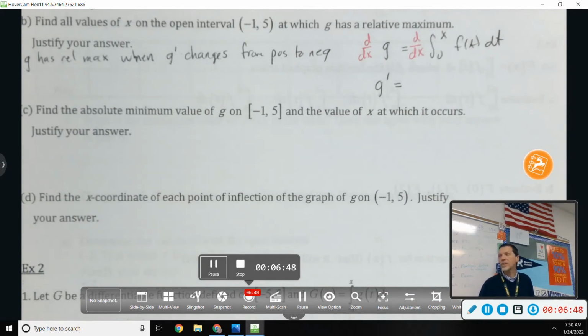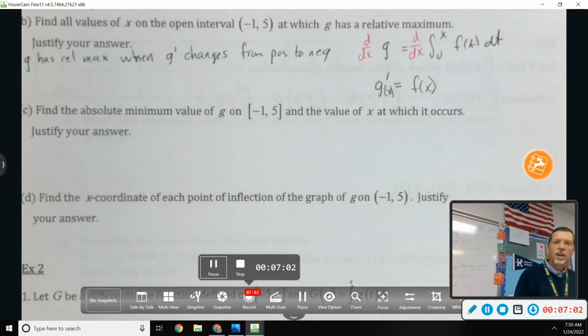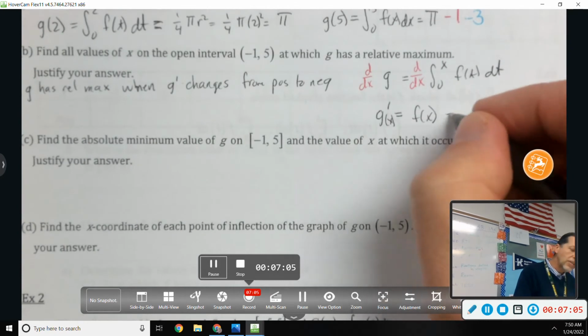Now the other side looks really complicated, but hold on, it's the derivative of the integral. So what's g prime equal to? F of x. So that's really good news, and f of x is the graph.